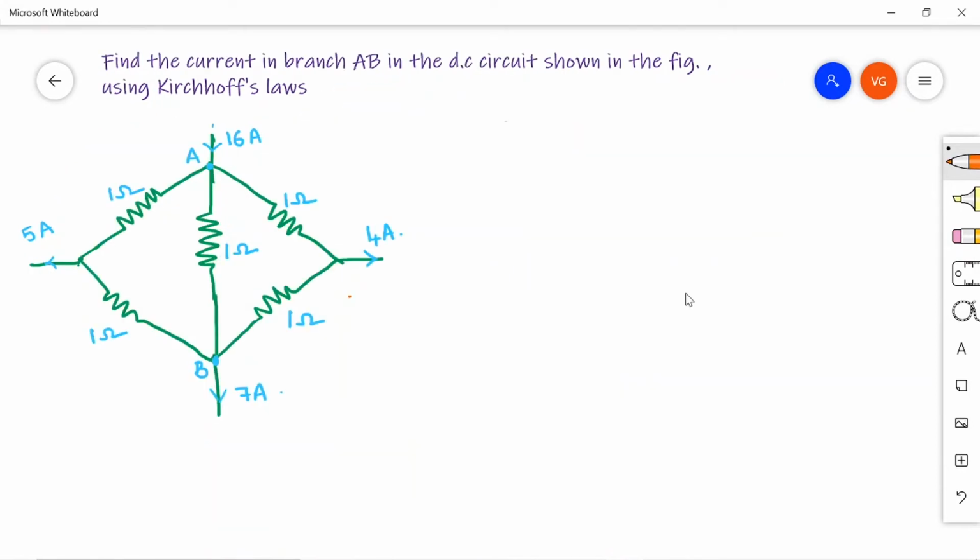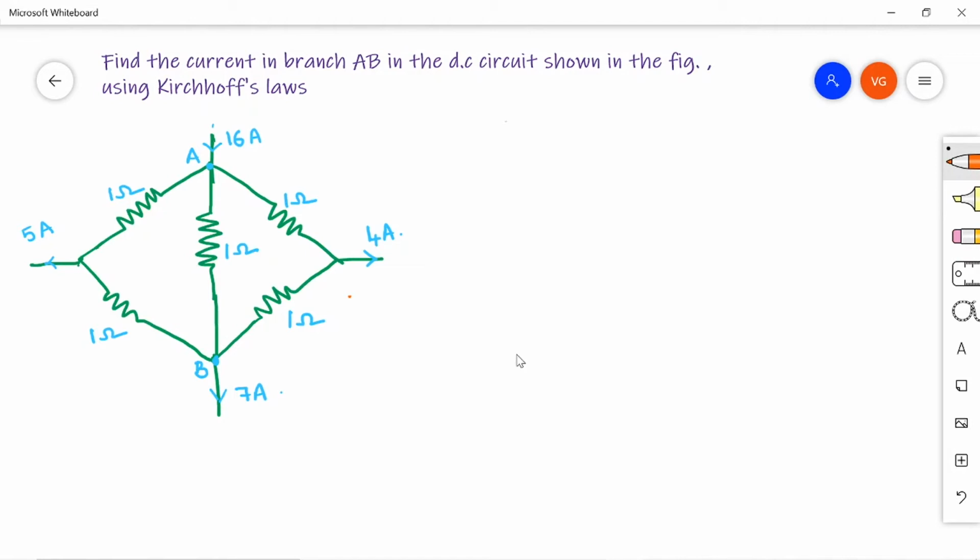The next question that I have chosen here to explain KCL and KVL is this type of bridge circuit. Question is like this. Find the current in branch AB in the DC circuit shown in the figure using Kirchhoff's laws. So here this is the branch AB where we have to find out the current through this branch only. Then all the resistors are of 1 ohm here given, and 4 sides you have the current given. So 16 amperes is the entering current, whereas 5 amp, 4 amp and 7 amp, all the remaining 3 branches, it's a leaving current.